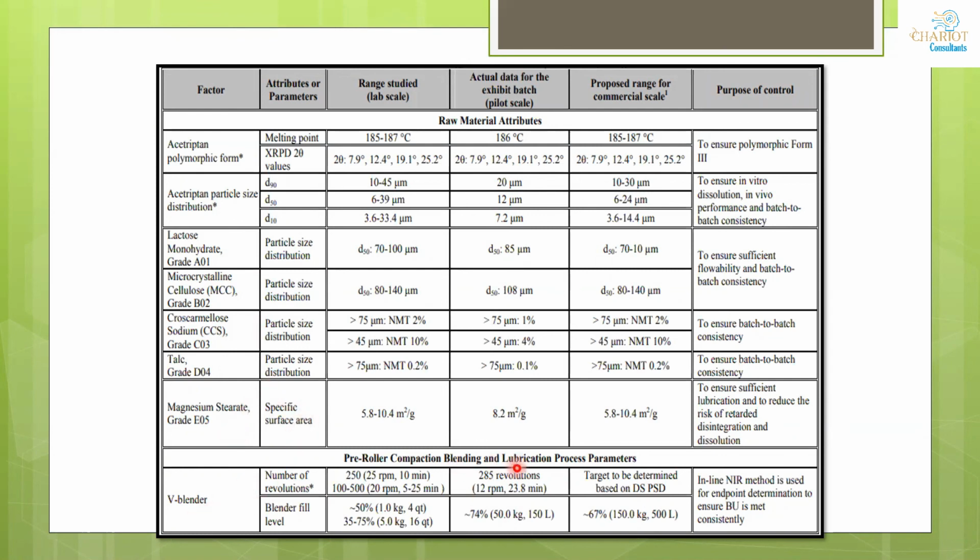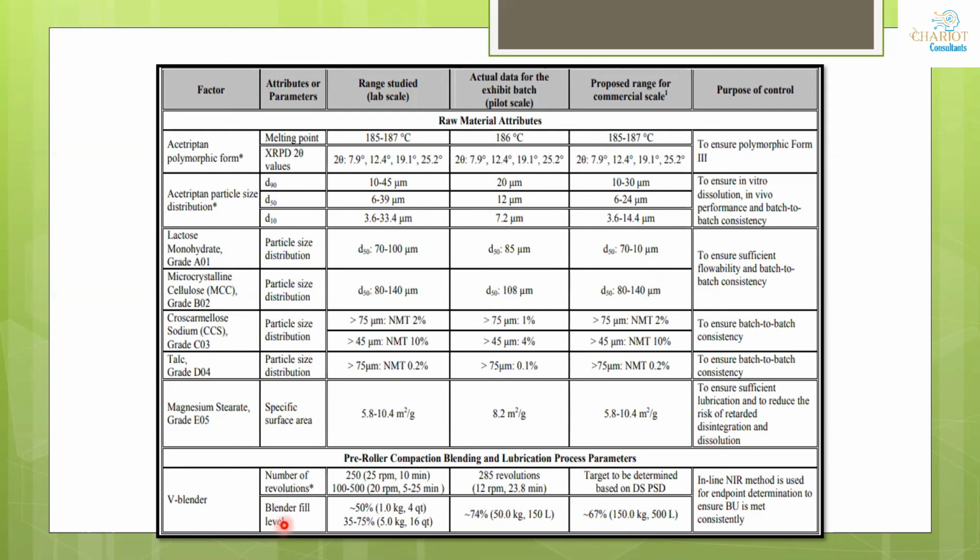And this is for your critical material attributes, and this is for your process. Whenever you are doing the blending process, how much blending time will there be? For example, you have set 10 minutes in the lab batches, and for whatever you have used in your exhibit batches, based on the scale-up parameters, you said that 12 rpm will be there, and then what will be the final one.